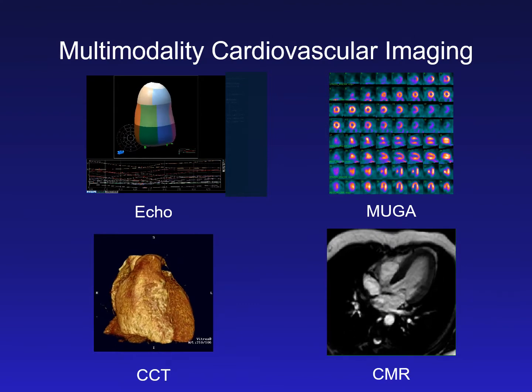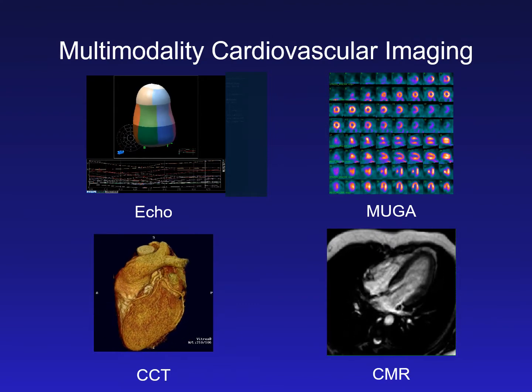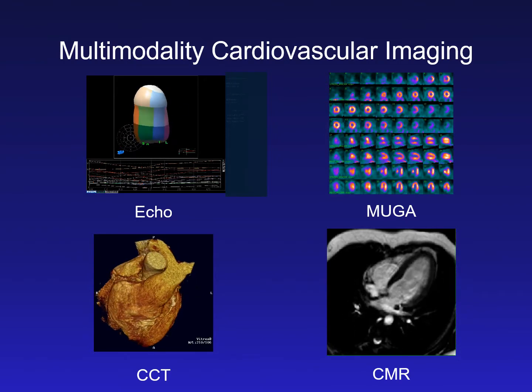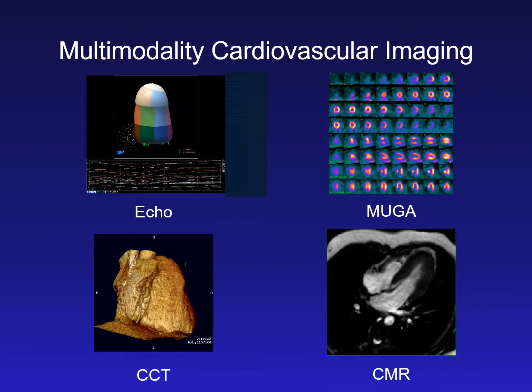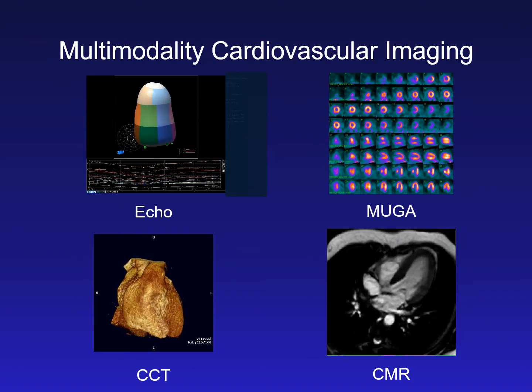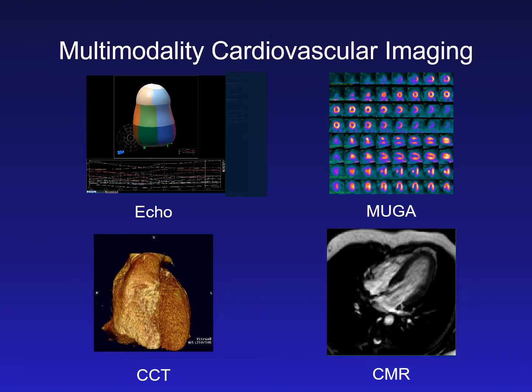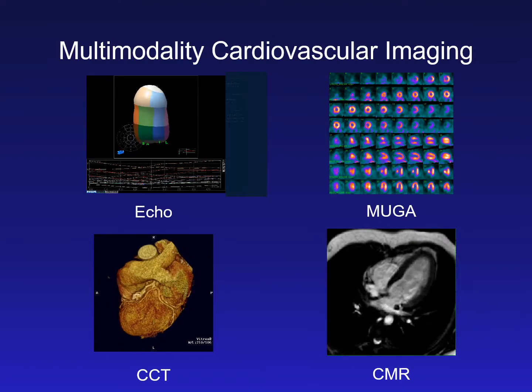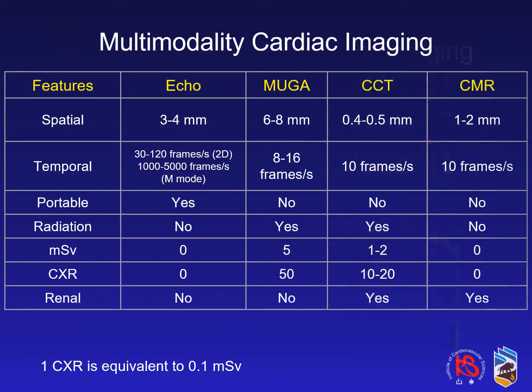In 2020, we currently have 4 complementary imaging modalities: echocardiography, MUGA scan imaging, cardiac CT, and cardiac MRI, which has its own strengths and limitations, providing complementary information in our evaluation of patients with cardiovascular disease. This is a summary table that I have created that shows the various features of the 4 imaging modalities: echo, MUGA, CT, and cardiac MRI.